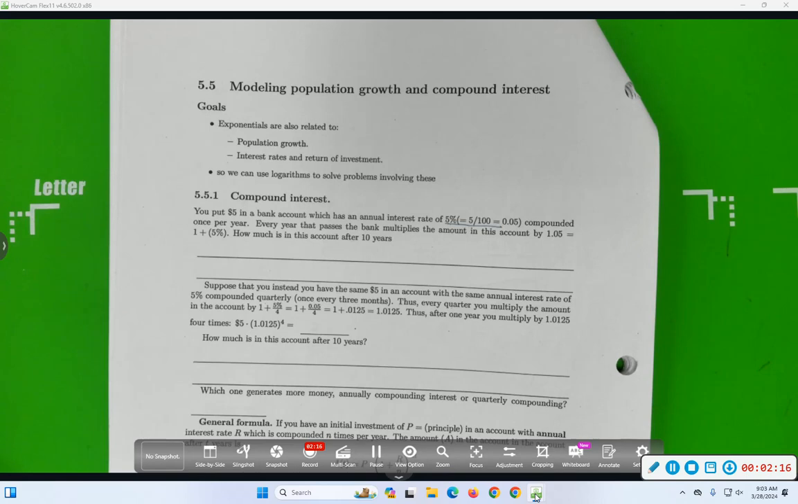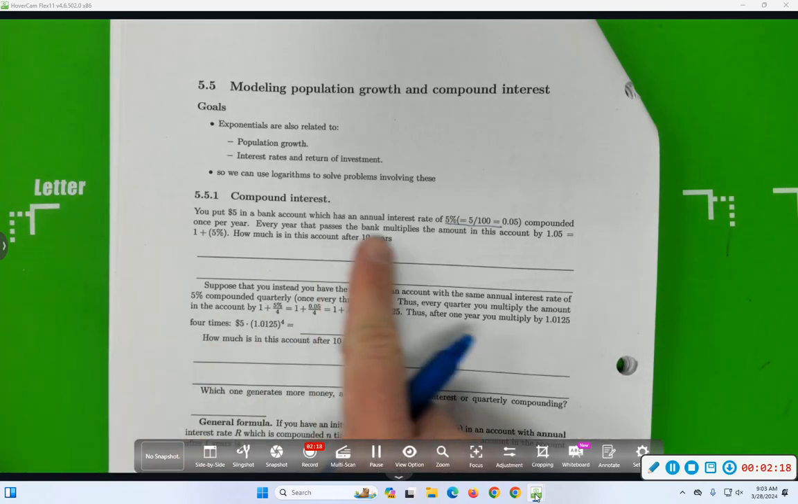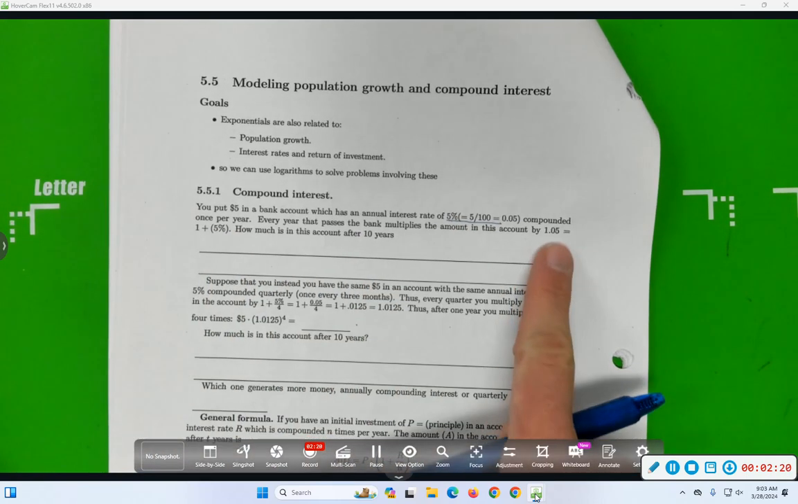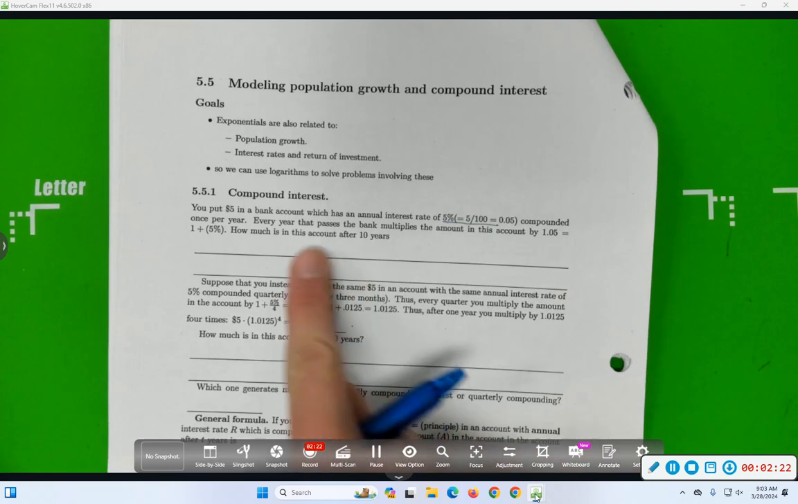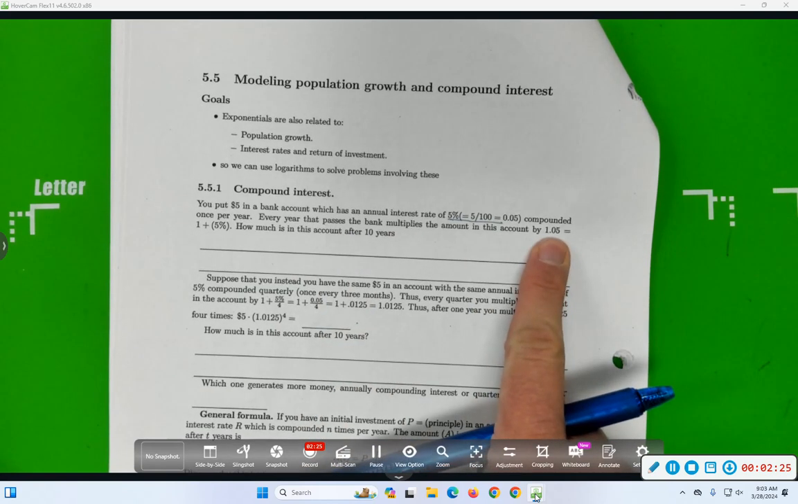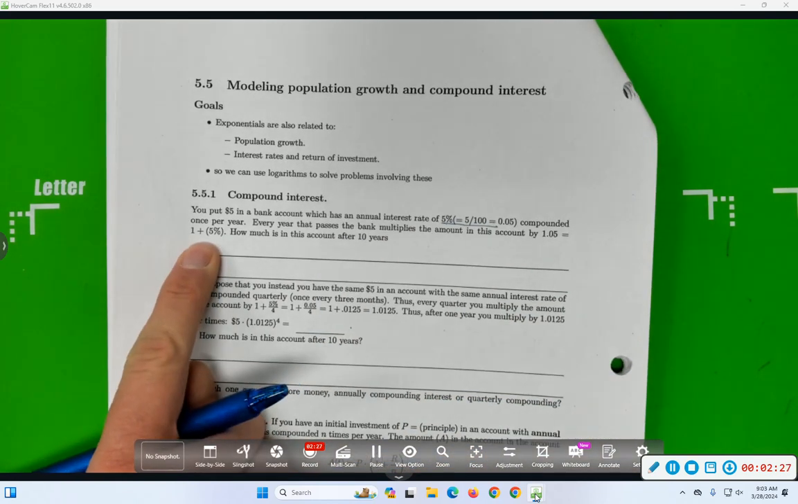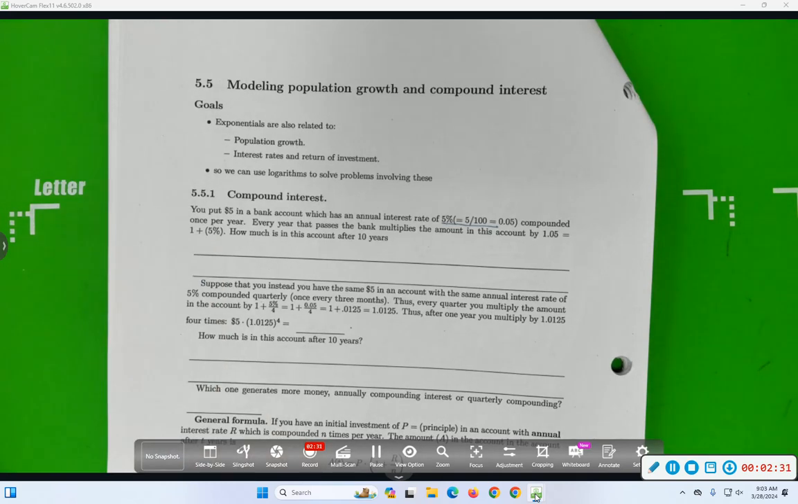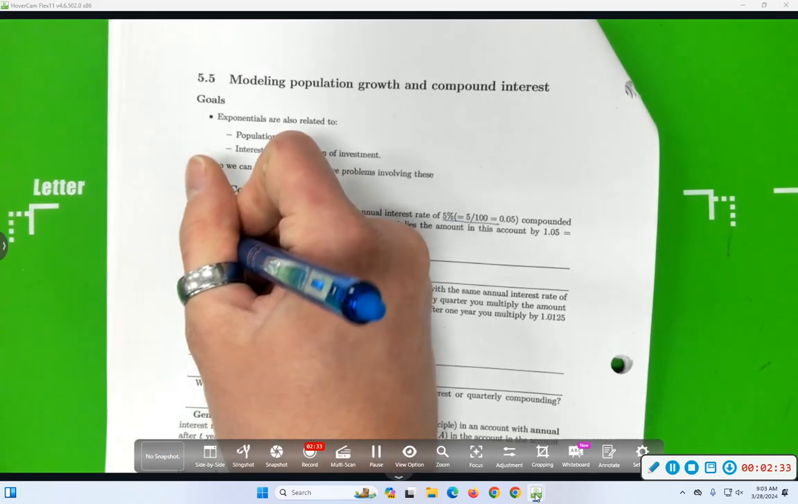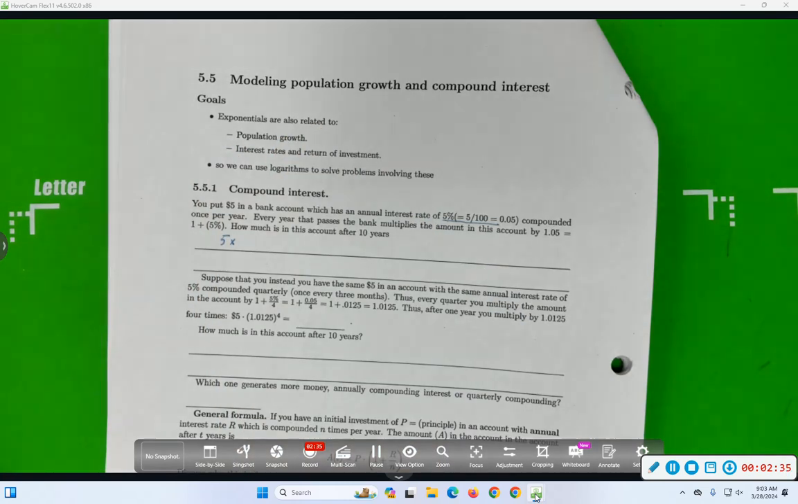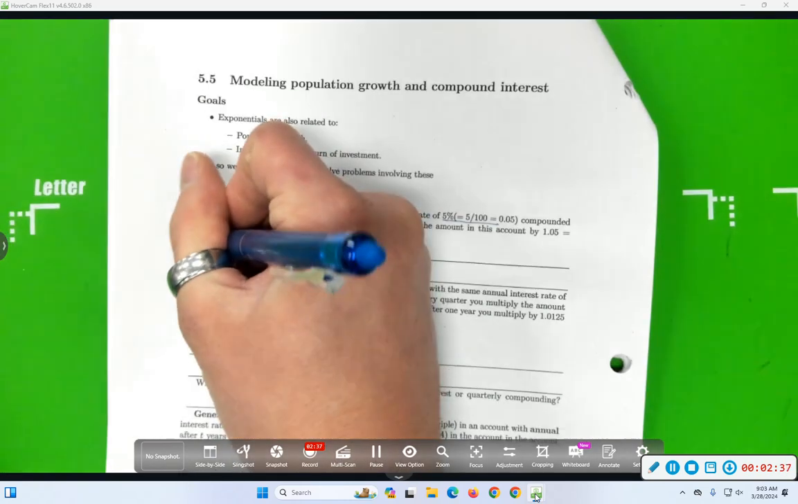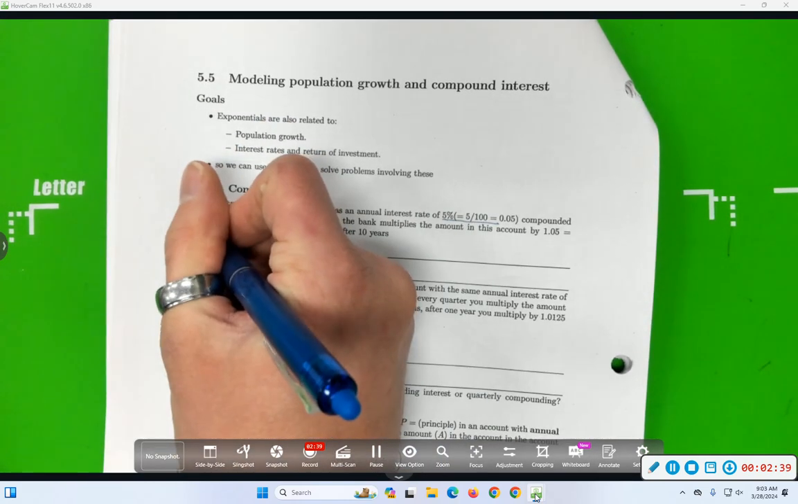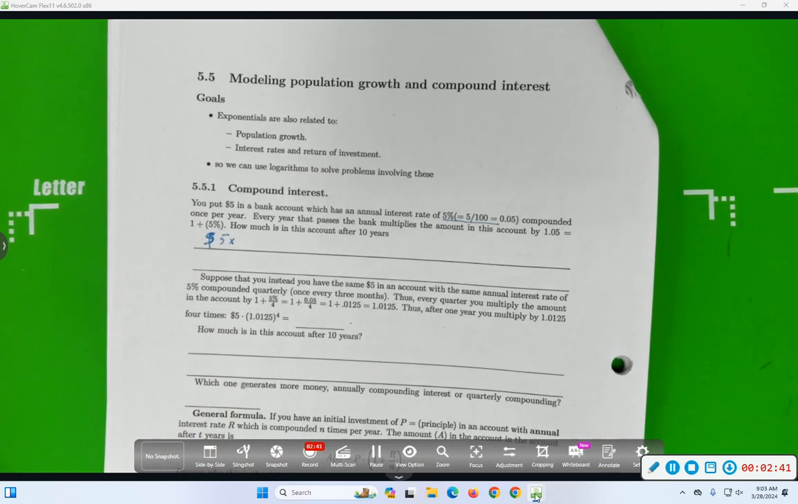So, what does that mean? Each year that passes, the bank multiplies the amount in the account by 1.05, also known as 100% plus another 5%. Then how much is in that account after 10 years? Well, you have your initial $5. I guess there should be a dollar sign. After 1 year, it scales the amount by 1.05.